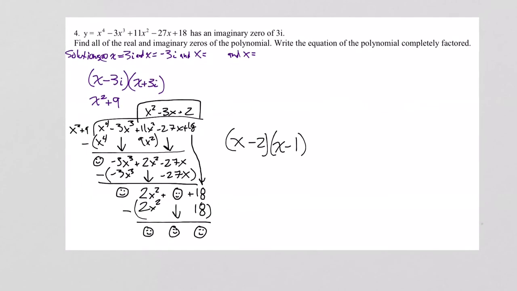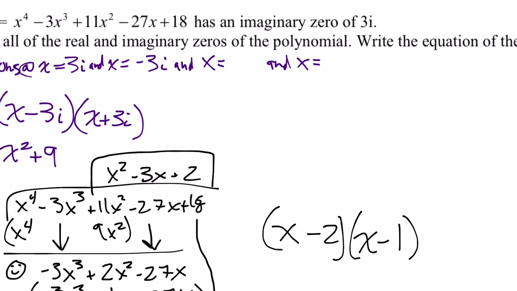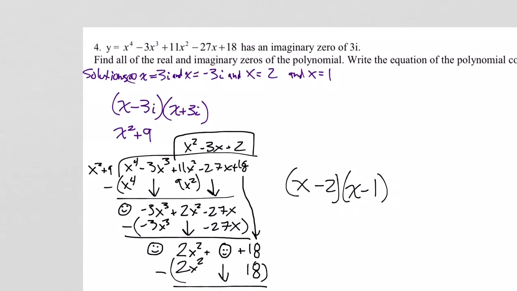The question said to find all of the real and imaginary zeros of the polynomial. Well, we started with the 2 imaginary zeros of the polynomial, and we just found the 2 real zeros of the polynomial. x minus 2 is giving us the 0 at x equals 2, and x minus 1 is giving a 0 at x equals 1. When I ask you to state all of the solutions, you have to tell me all of the solutions, including imaginary ones. If you don't tell me the imaginary ones, you're not telling me all of the solutions, and you will not get full credit.